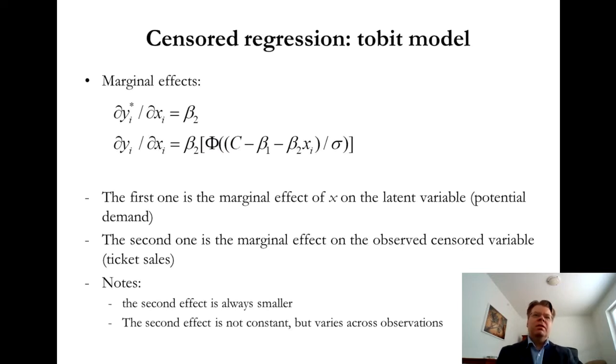So that would be this marginal effect, and that depends of course now on this match characteristic. So it depends on these x variables. It's no longer constant. Okay. So in the case of the Tobit model, both these marginal effects might be of interest. So we might be interested in the marginal effect on latent demand, but we might be also interested in the marginal effect on ticket sales.